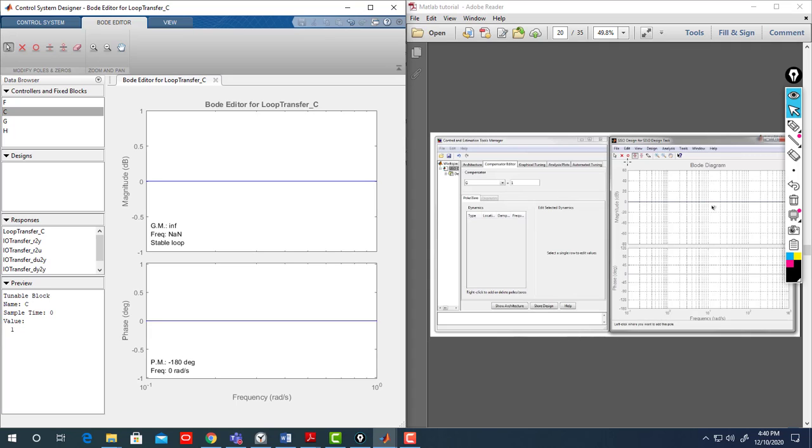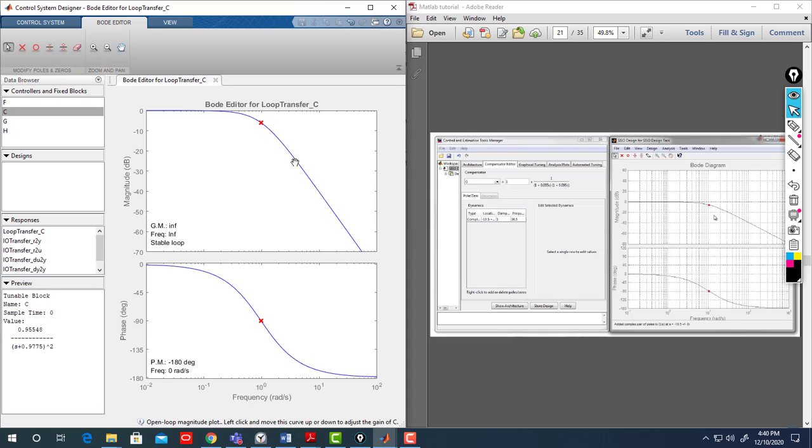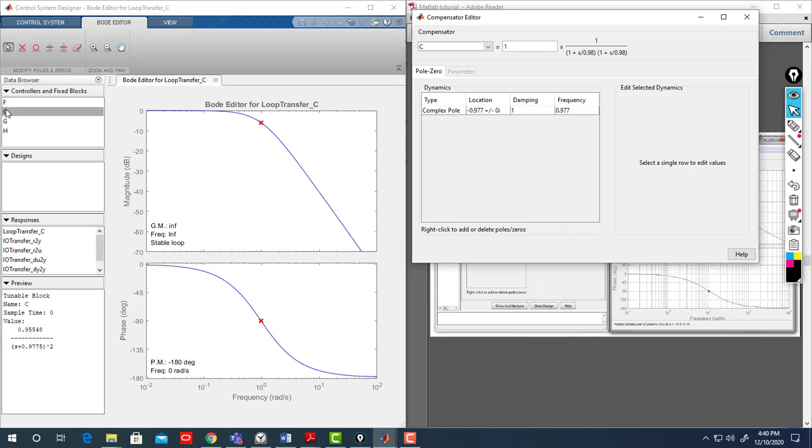And what they did, they added complex poles at 1 radian per second. So let's add a complex conjugate pole at 1 radian per second. Let's make sure it's 1 radian frequency. It is 0.9, so it is 1. And now you see I have access to the damping, which by default is 1, and the real part and the imaginary part.